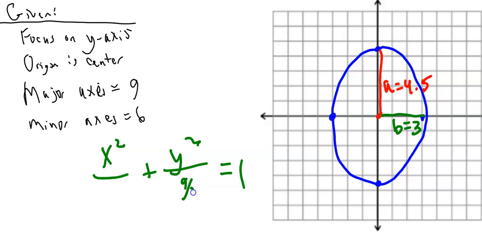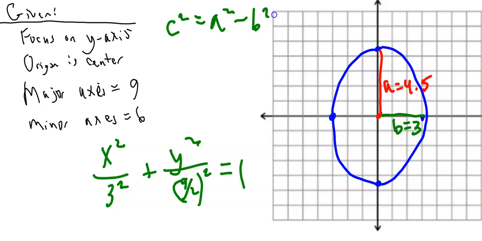You could write it this way, 9 halves squared or 81 fourths. Here would be 3 squared or 9. Just write it, keeping it in that form. Either way is fine with me. And then if you wanted to graph it, I know this was probably just write the equation, but if you wanted to graph it, you would have to use the formula c squared equals a squared minus b squared.